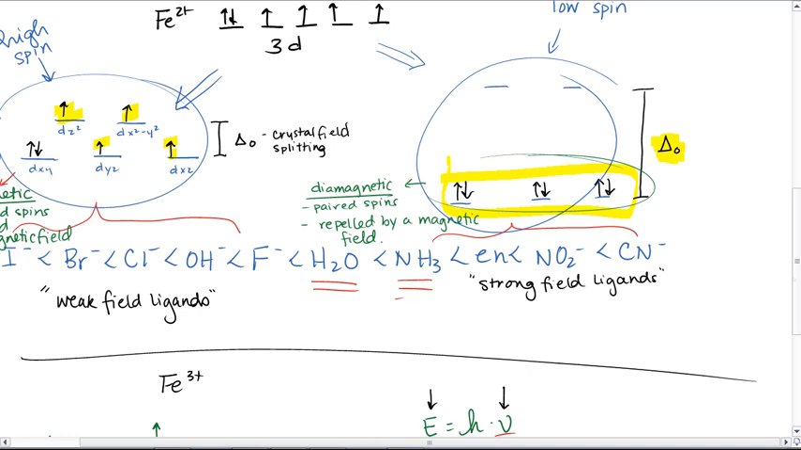And then, of course, because we can still have some weak field ligands here, that will contribute to a small energy, which would be a small frequency, which would be a big wavelength. And so that can definitely happen.